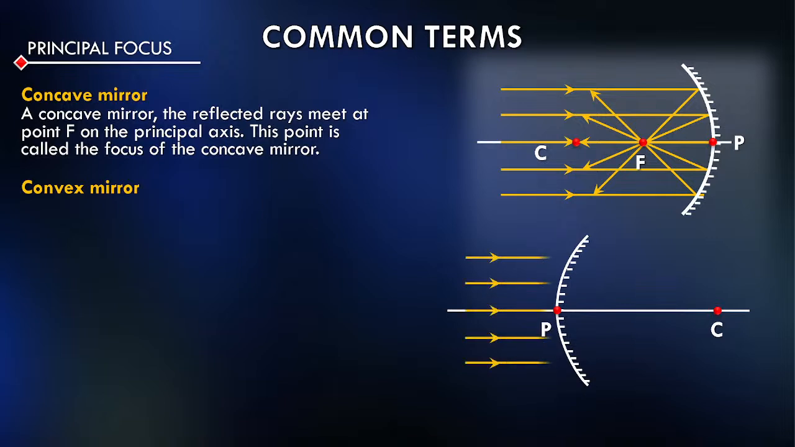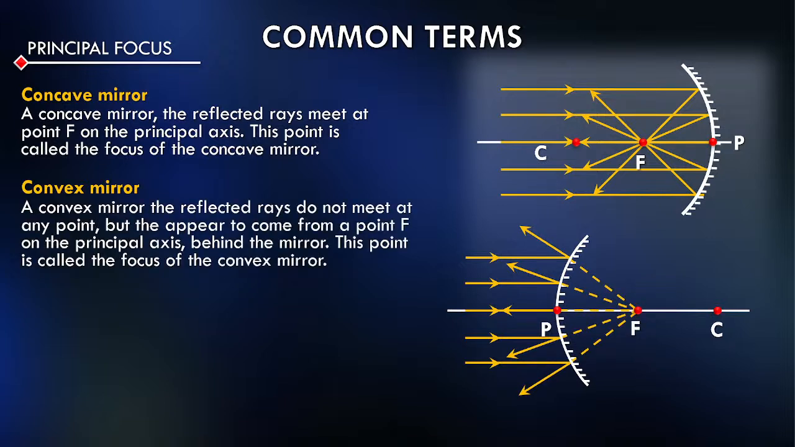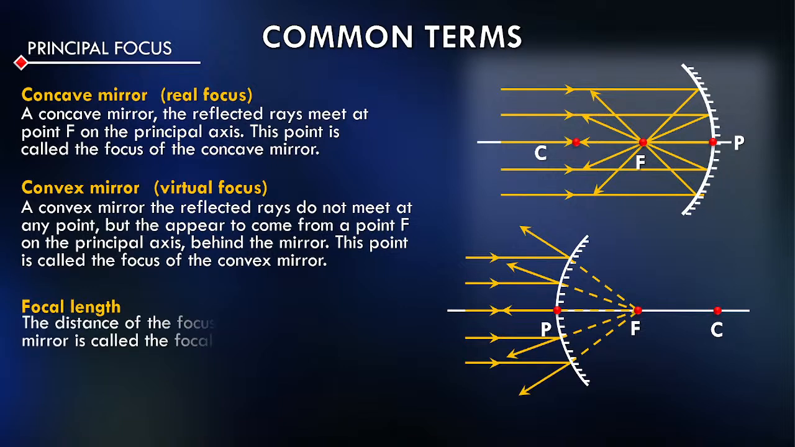Okay, look at this. This is the incident ray. Now tell me, is a convex mirror converging or diverging? Diverging. That means the focus lies behind the mirror. So this is the focus. This is the convex mirror, so real focus and virtual focus. Now focal length. What is the meaning of focal length? The distance of the focus from the pole of the mirror. This is the pole, this is the focus. This is called the focal length.